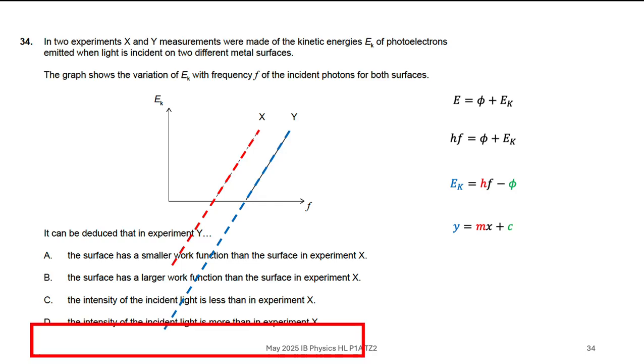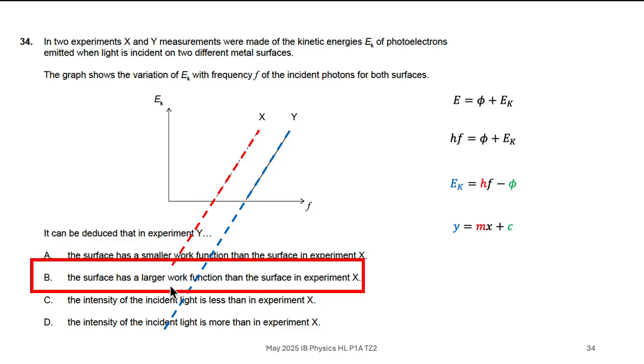And what this basically means then is that our surface Y has got a greater work function, because the y-intercept is much smaller, it's further down, it's more negative, and therefore it's harder to remove the photoelectrons from the surface of that material, aka it has a higher work function.